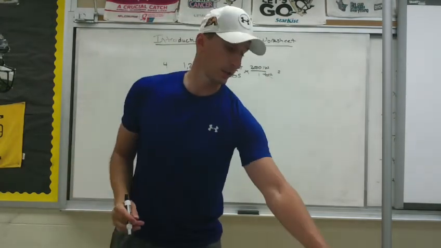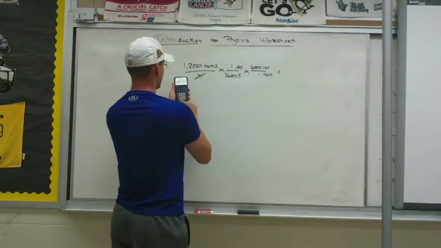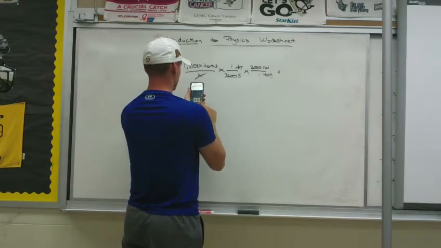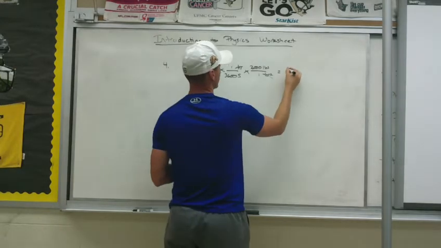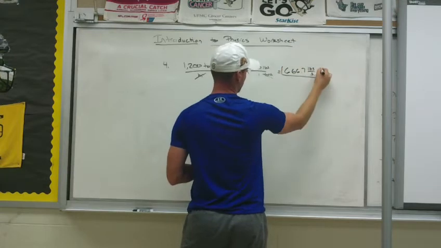So I go to my calculator here, and I go 1,200 divided by 3,600 times 2,000. I get 666.7 pounds per second.